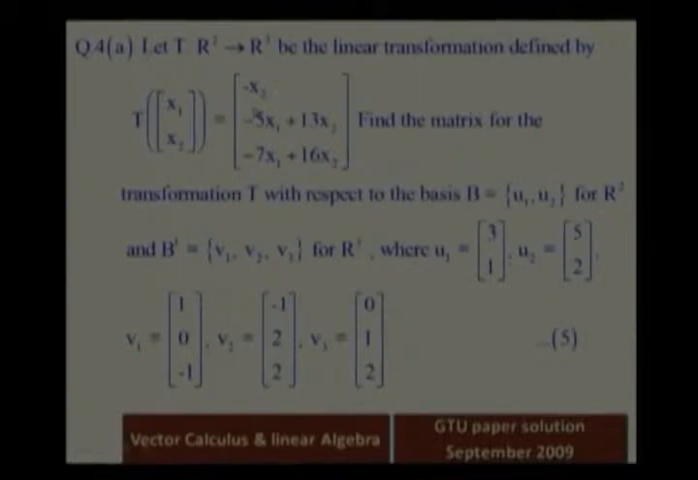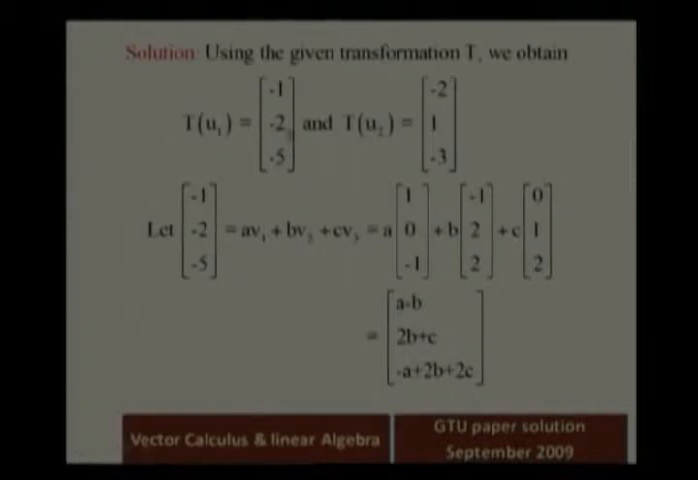So we get minus x2, that is minus 1, then minus 5 into 3, that is minus 15, plus 13 into 1. So minus 15 plus 13, that is minus 2. And then minus 7 into 3 plus 16 into 1. So minus 7 into 3, that is minus 21, plus 16, that is minus 5. So minus 1, minus 2, minus 5. So T of u1 is equal to (-1, -2, -5).